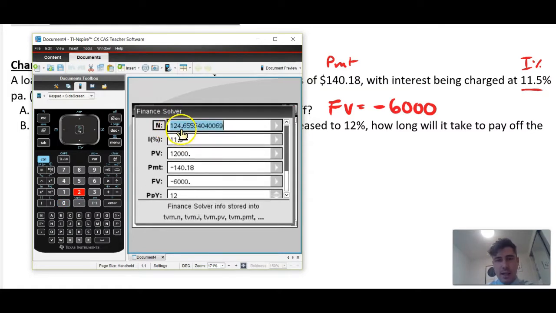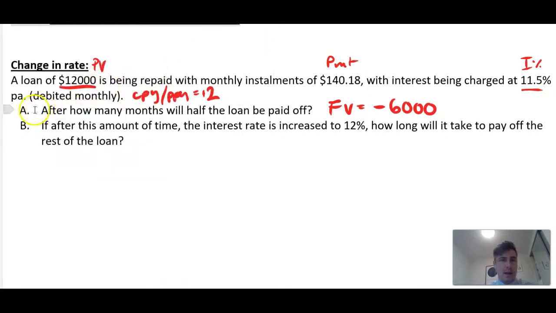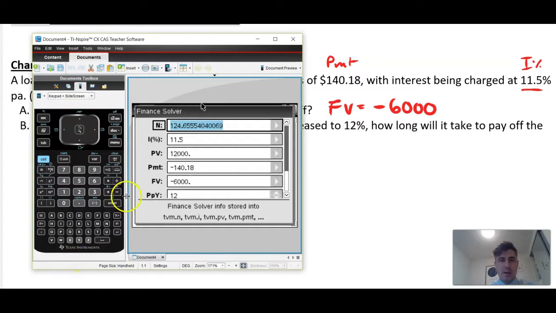Now you can see here that it's 124 payments, 0.6. So clearly, after the 124th payment, it's not quite down to 6,000 yet. And on the 125th payment, it's gone slightly over 6,000 that we've paid off. So it's somewhere in between. So the question's really important here. It says, after how many months will the loan be half paid off? So it will be after the 125th month, technically. So you're going to have to round up for that one. You sometimes have to round up even when the number is below 5, because if you think about it, it's after.